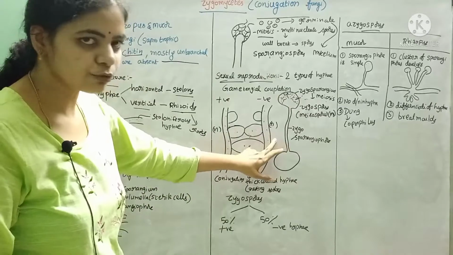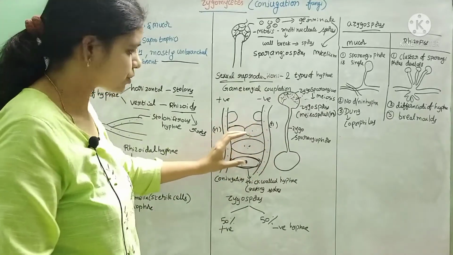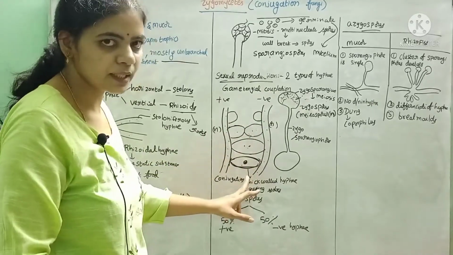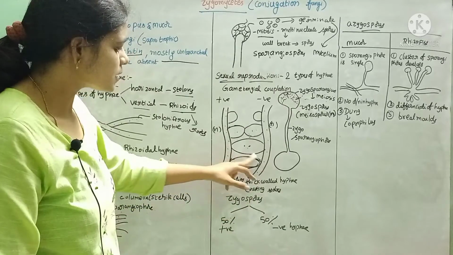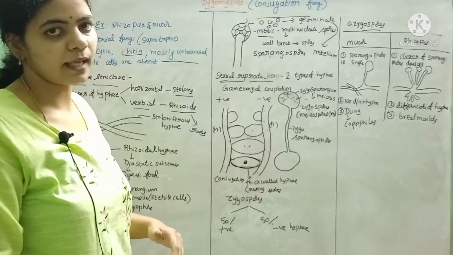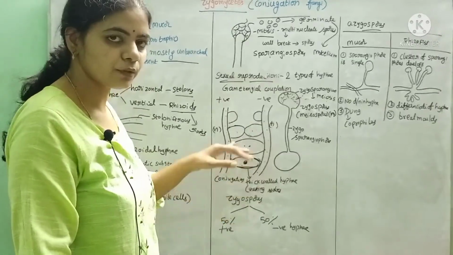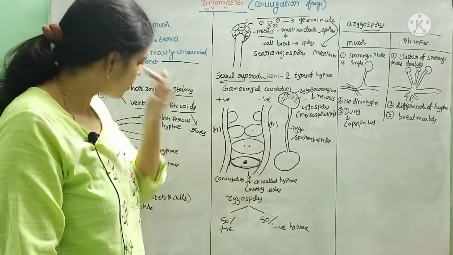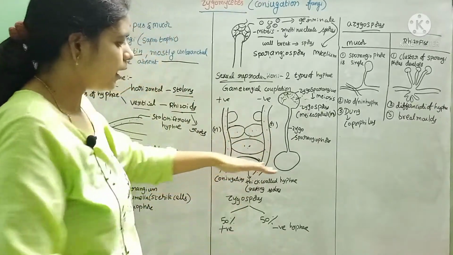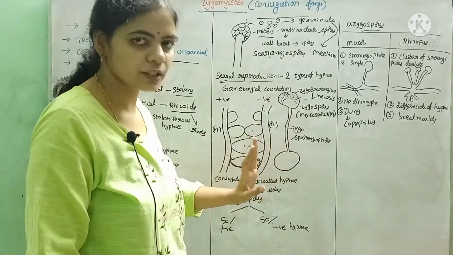Here, these are the two haploid cells coming in contact with each other. A conjugation tube-like structure develops. The nuclei fuse together and develop a zygote. This zygote is a thick-walled structure. Sometimes it may act as a resting structure, remaining in the resting state until favorable conditions are reached. Or sometimes it may be released from the hyphae and develop into another zygosporangium.